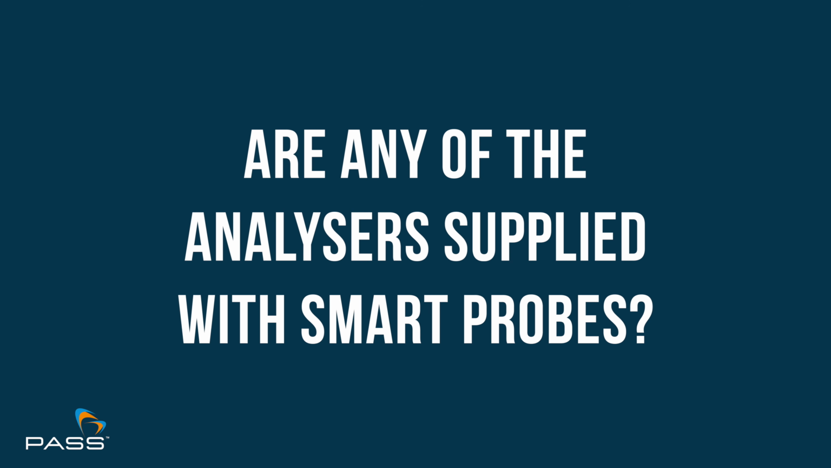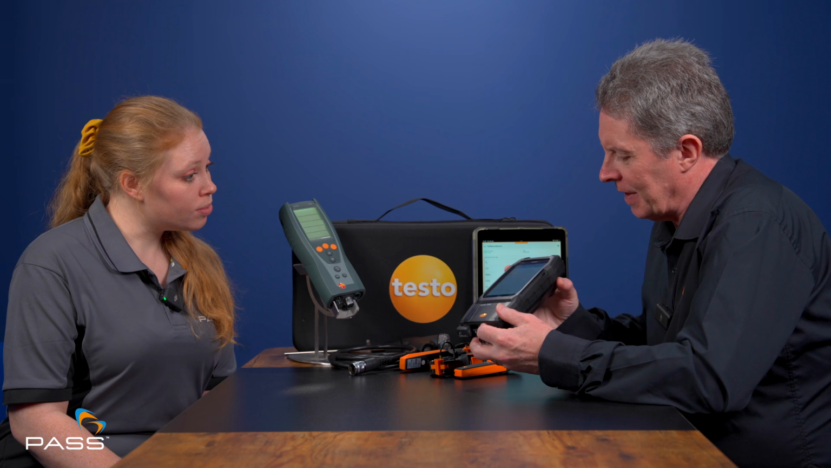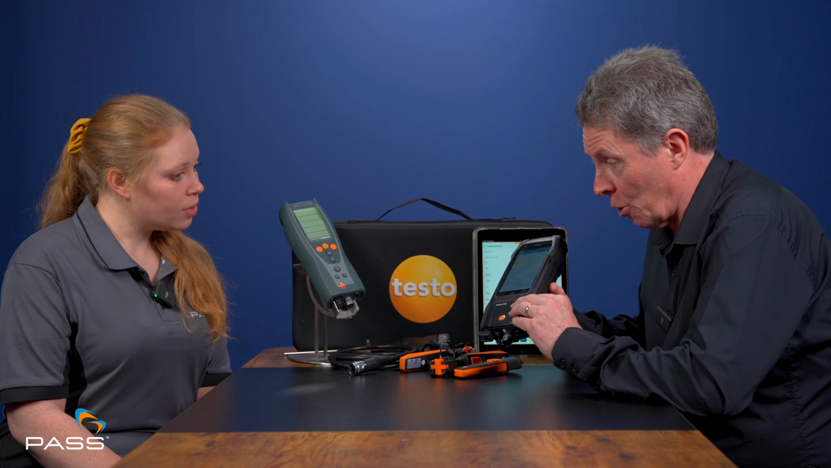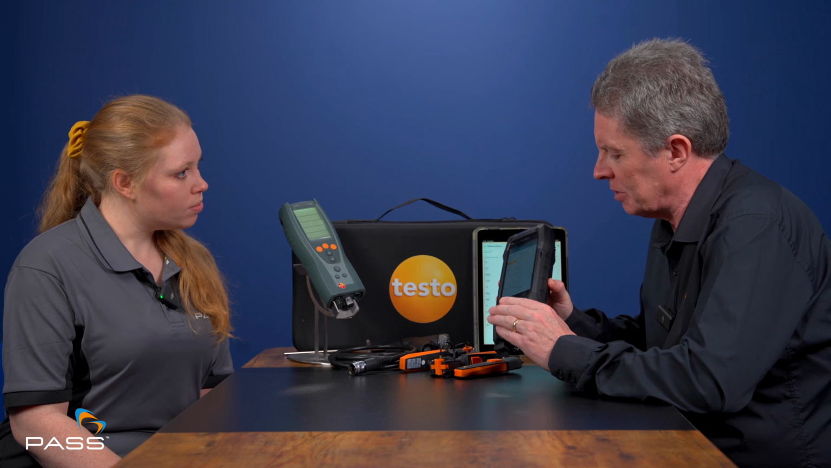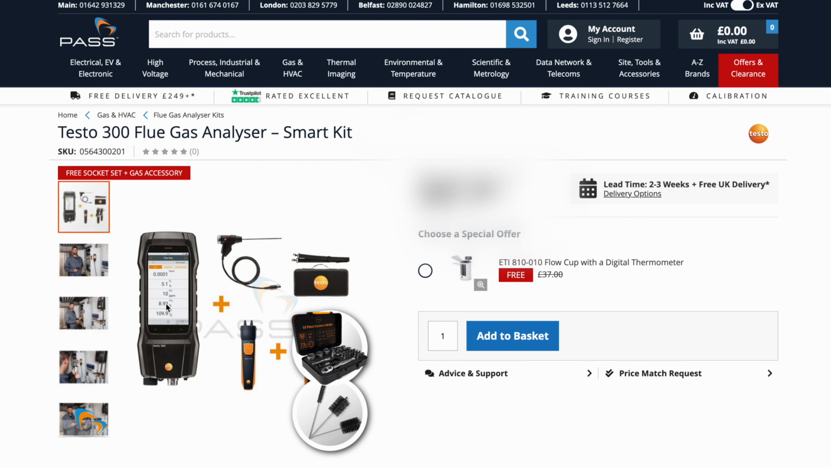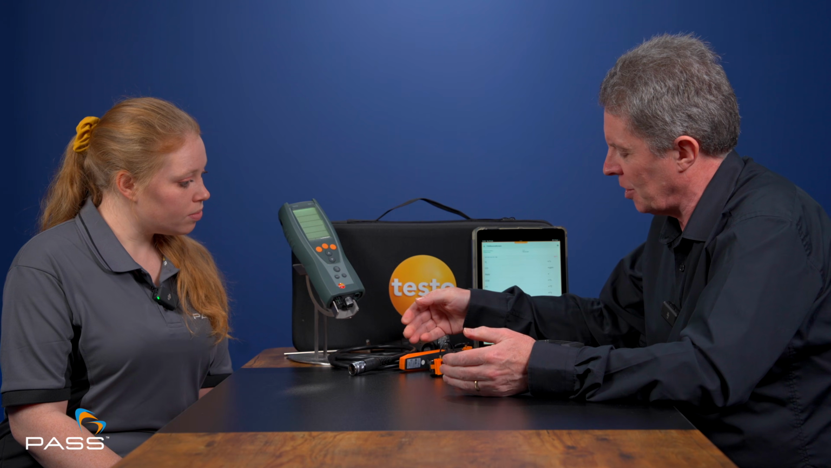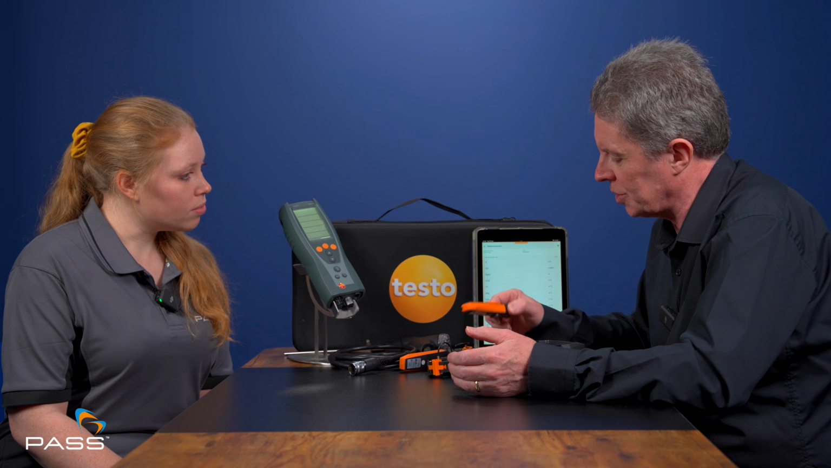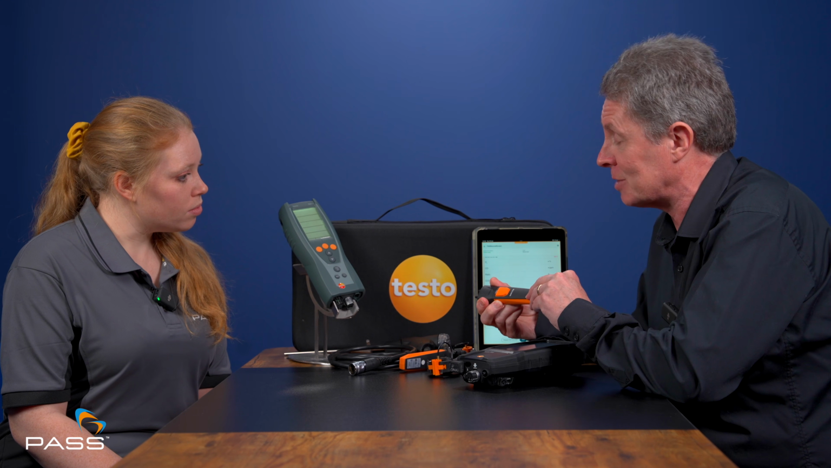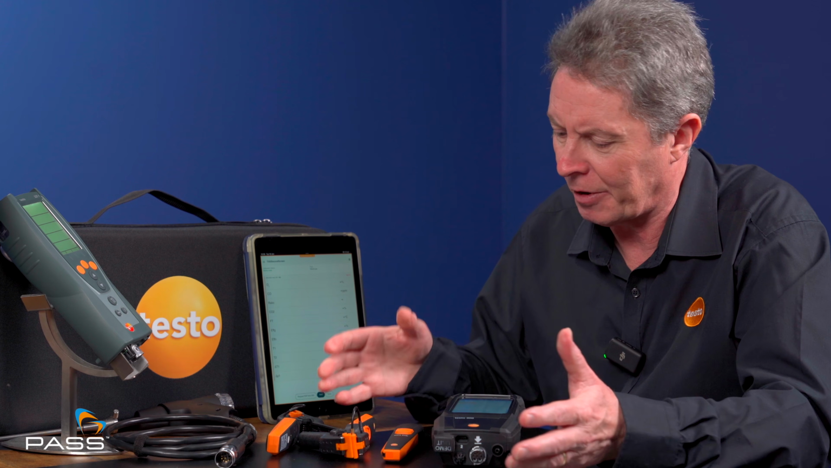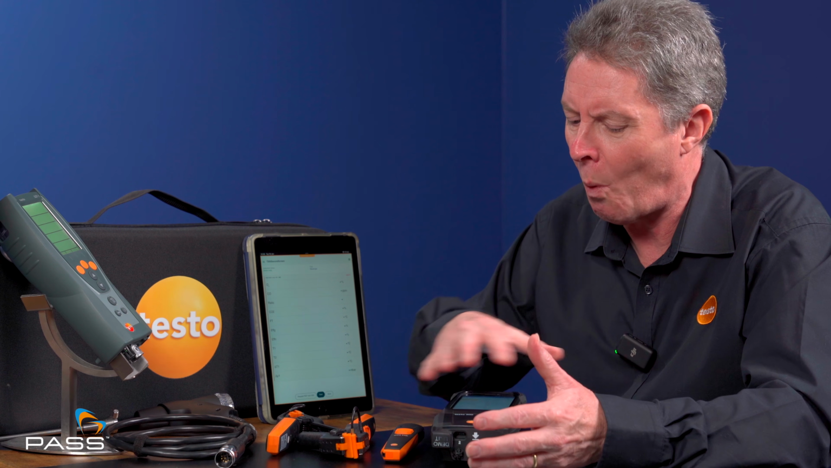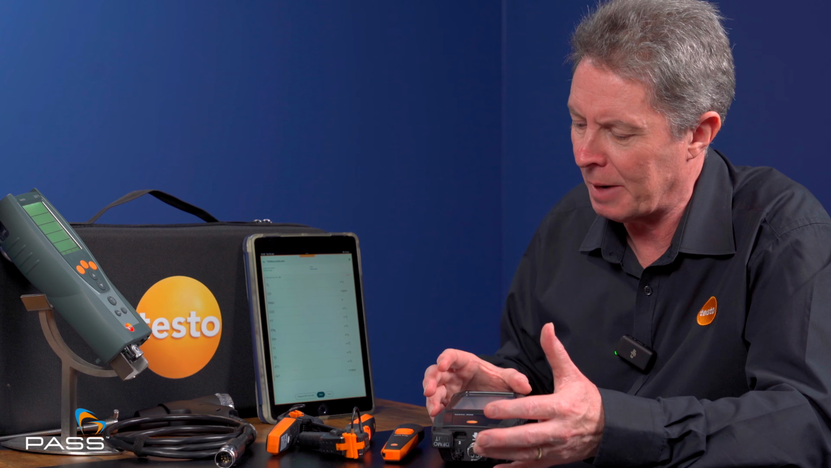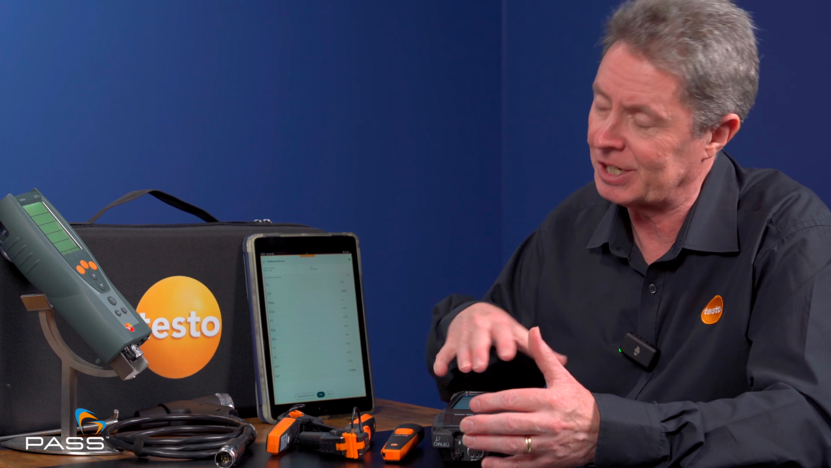So we've just been talking about the smart probes. Are any of the flue gas analyzers supplied with smart probes as part of the kit? Okay, so with the 300, there are various kit options, but one of the best-selling ones is what's known as our Smart Kit. With the Smart Kit, you get the analyzer, the sampling probe, but more importantly, you also get the 2 clamp probes to do your flow and return, and the pressure probes to do gas pressure testing. So the Testo Smart Kit has become probably the number one seller within our range now, because more and more people are looking at the benefits that this whole system can give.